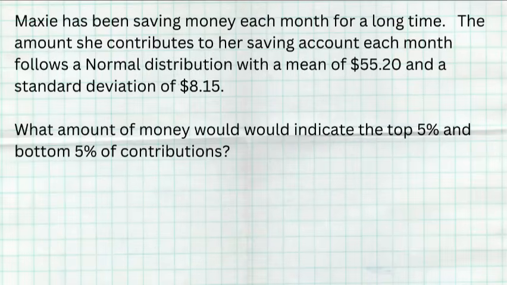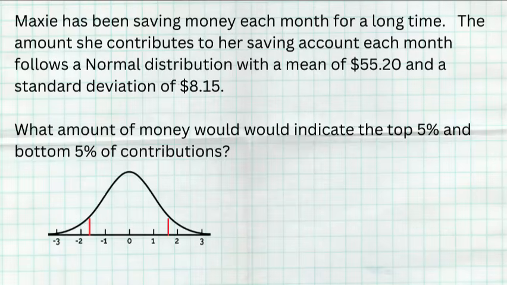Here's a second example following that same problem. This time we're asked what amount of money would indicate the top 5% and bottom 5% of contributions. So once again, we have that normal distribution set up, and what we have to first do in this case is find the z-scores that represent that bottom 5% and that top 5%. Now once again, how do you find those z-scores? Well, you could use a z-table backwards, or you could go ahead and use invNorm on your TI-84 calculator. And again, we've already learned all that back in Unit 1, but if you know how to do all that, you could quickly get the z-score that represents that top 5% and bottom 5%, which is a z-score of either negative 1.645 or positive 1.645.